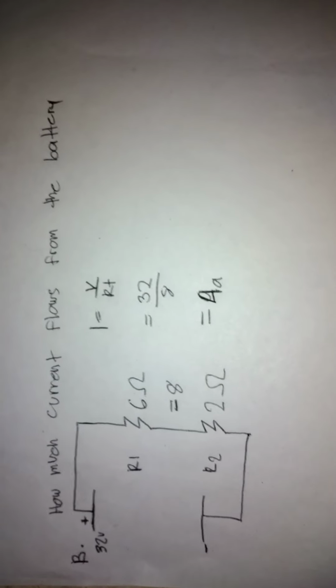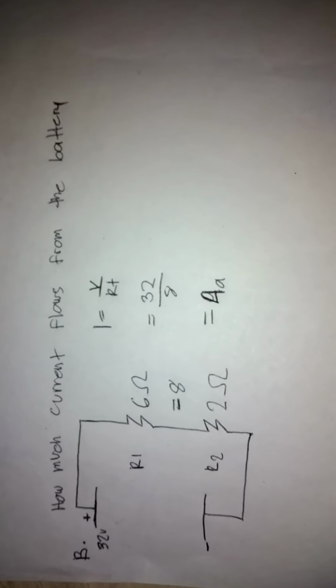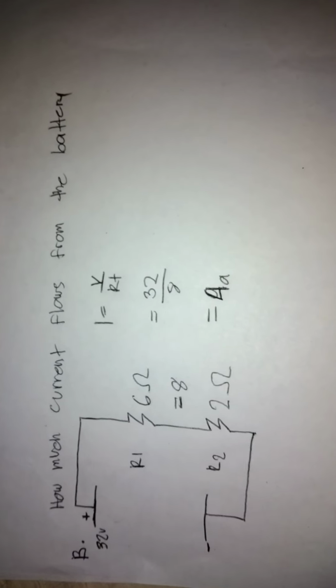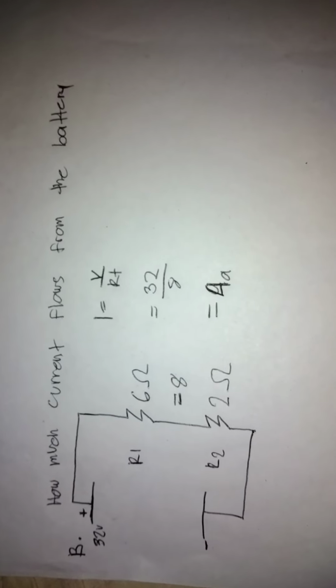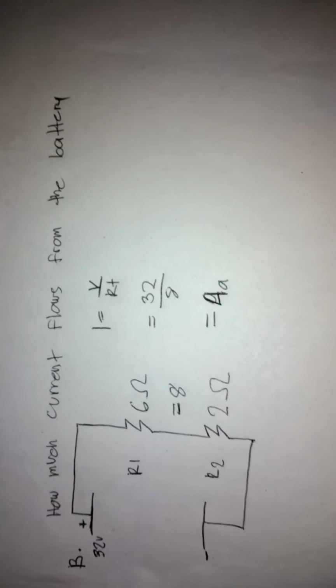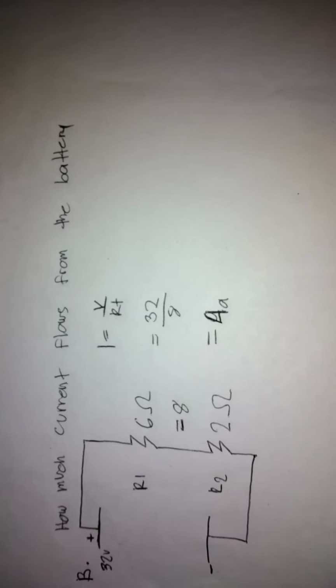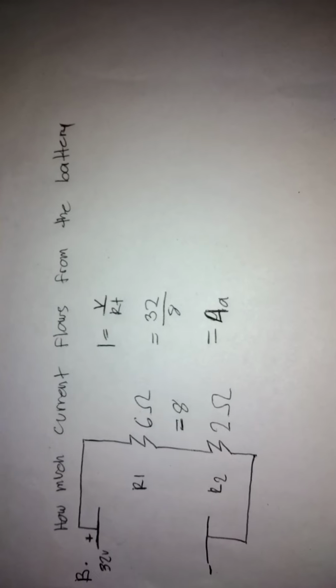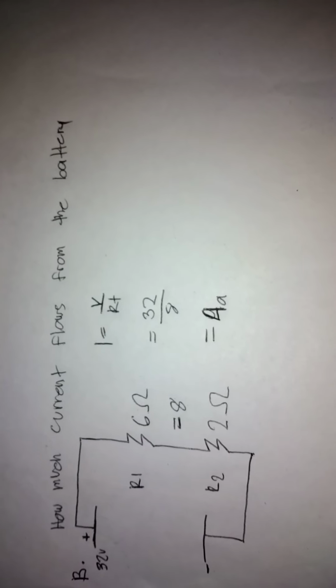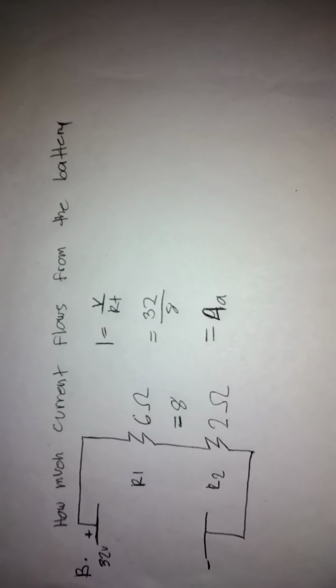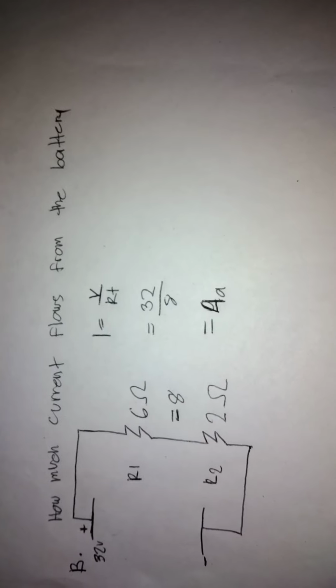Now, in letter B, how much current flows from the battery? We have the formula I is equal to V over RT, the total resistance. So we have the voltage, 32, over the total resistance. 32 divided by 8, we have 4 amps. So we have 4 amps of current here.